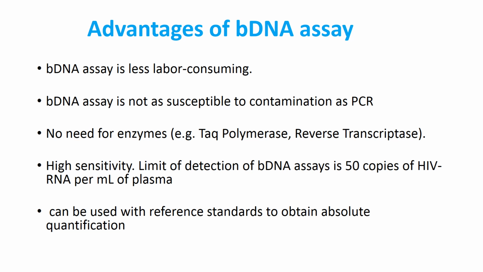The fourth advantage is this assay has a very high sensitivity. The limit of detection of branched DNA assay is 50 copies of HIV RNA in 1 ml plasma. The last advantage is this assay can be used to test viral load.